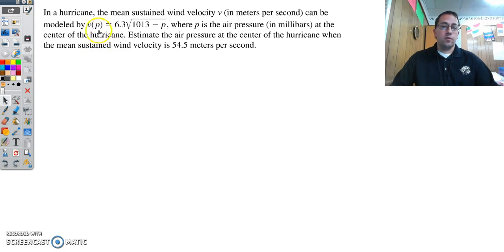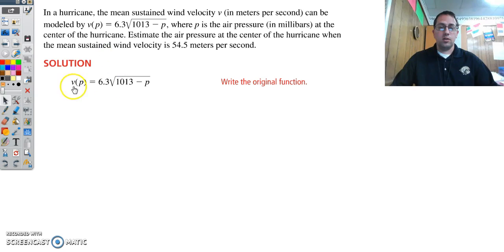All right. So first, we're going to write down our equation. We've got this function here that we can use, so we're going to use that. Now we have 54.5 meters per second. We need to plug that in somewhere. And this is velocity, so that's going to go in for our V of P over here. So we have this. And now we need to solve this.